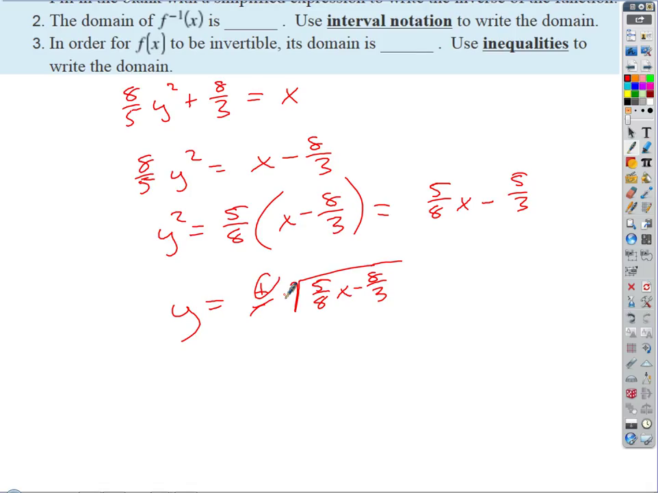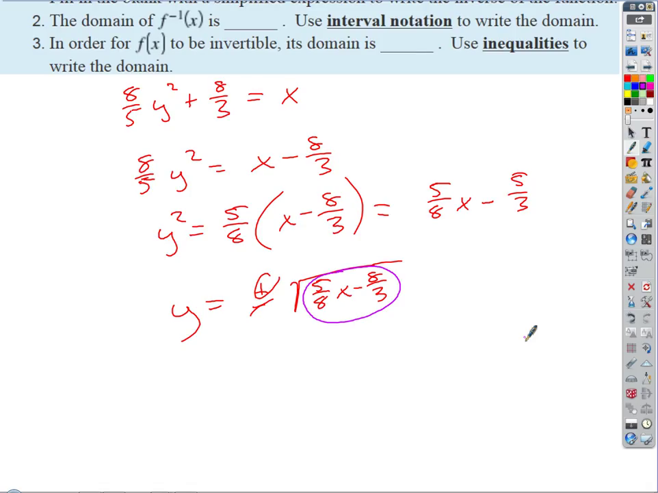Okay, so then what does that make the domain of the inverse function? So there's the answer to part 1, right? So what's the domain going to be? How could I find the domain? A couple ways. How could I find it directly? What inequality could I set up here? Maybe that helps. What do you think, Matthew? 5/8 x minus 5/3 is greater than or equal to 0.